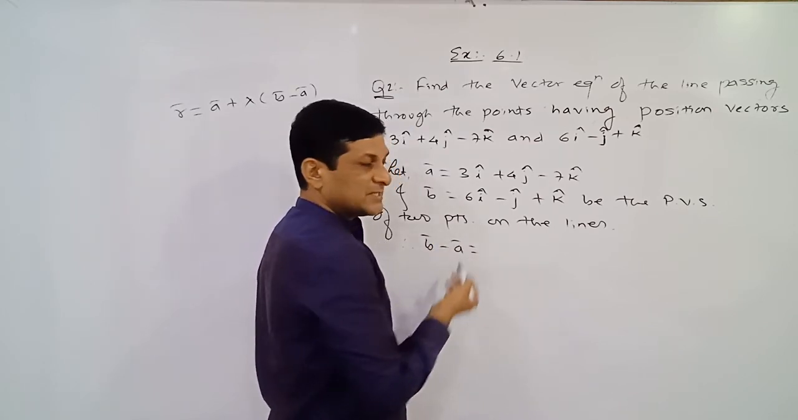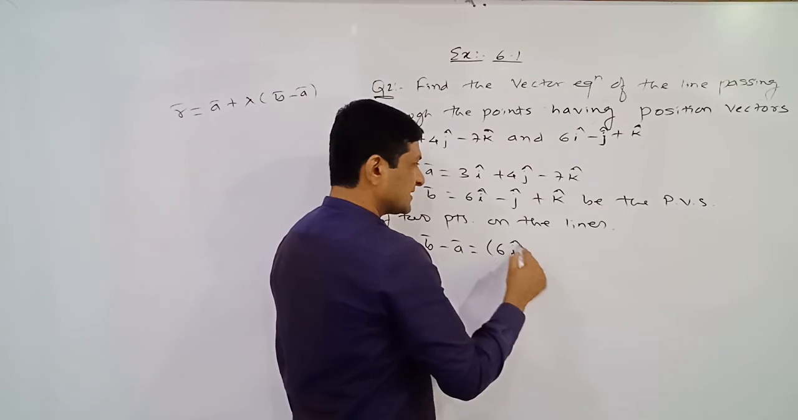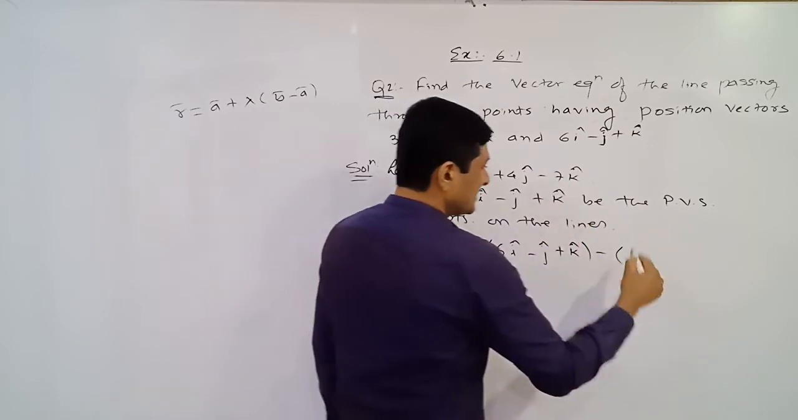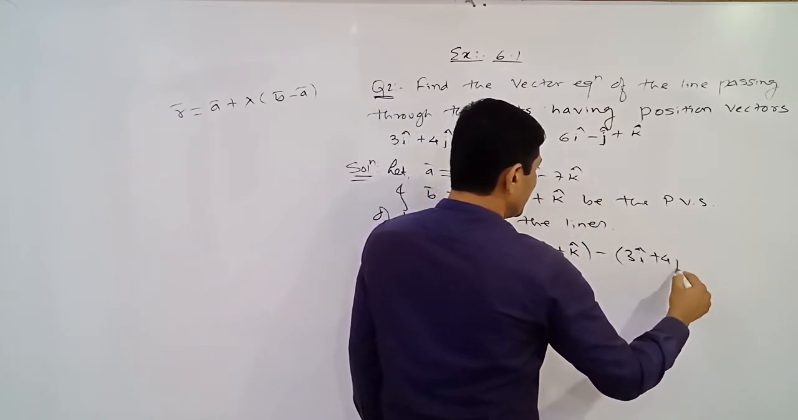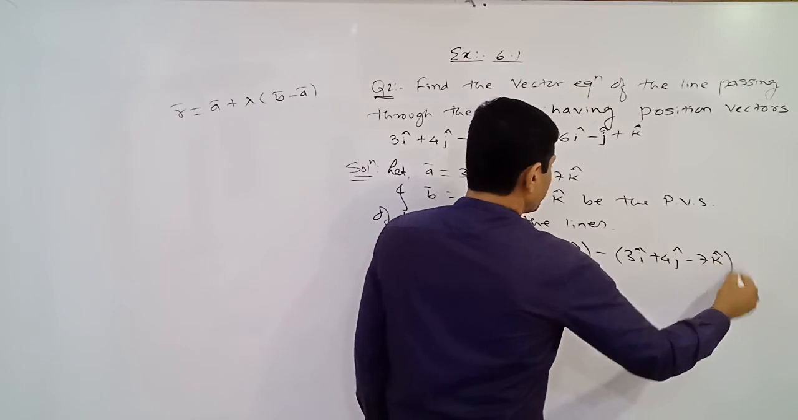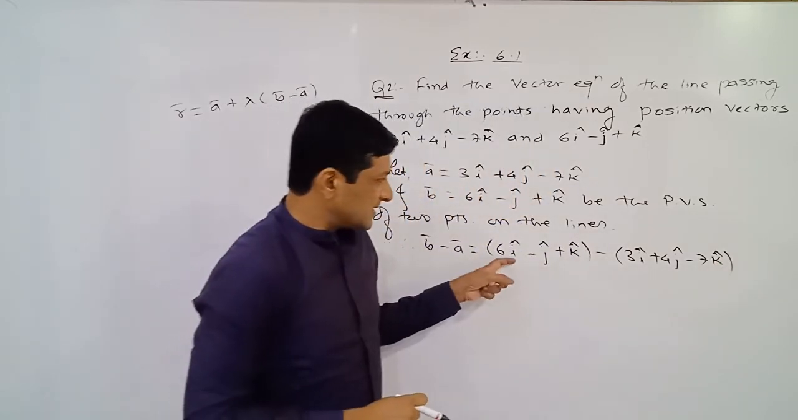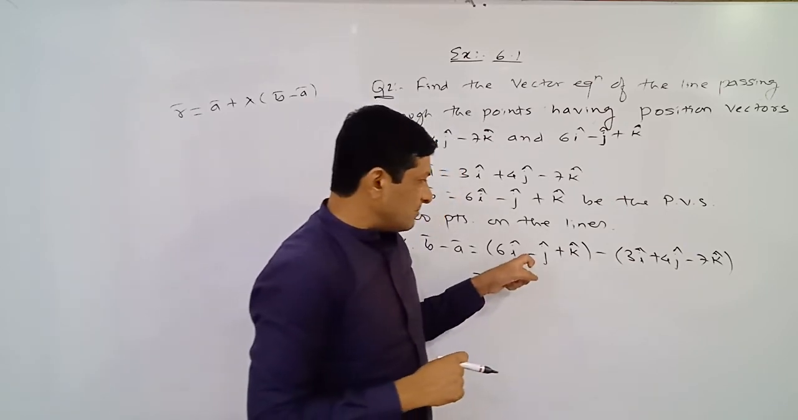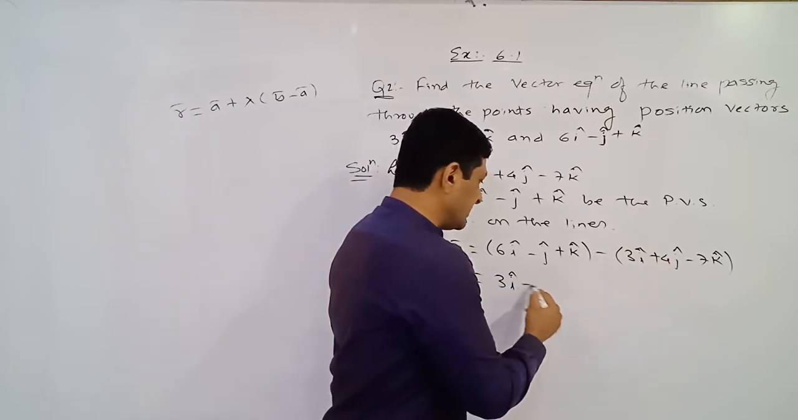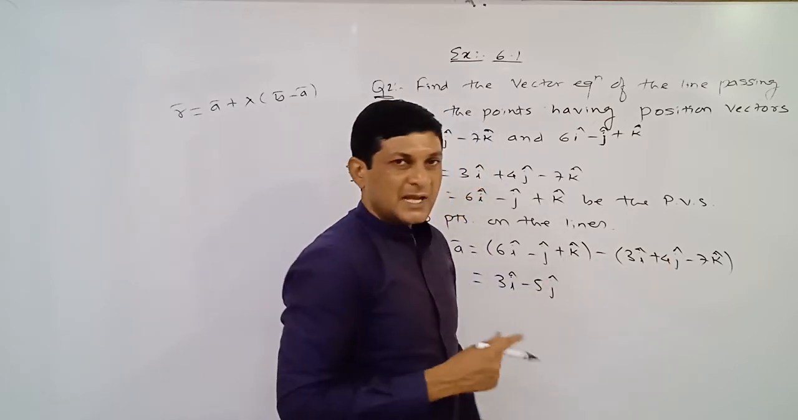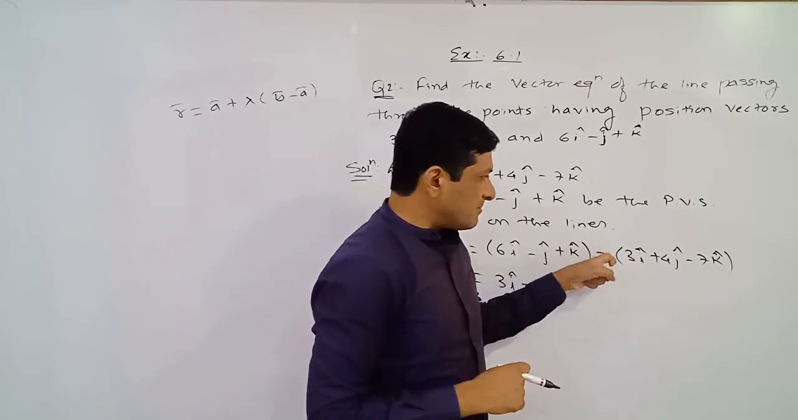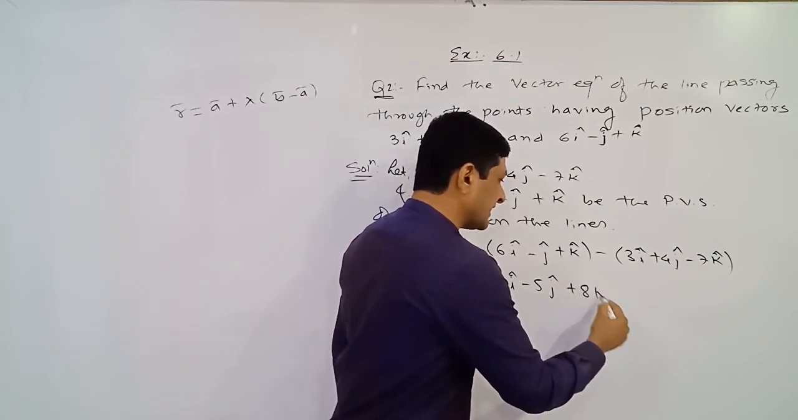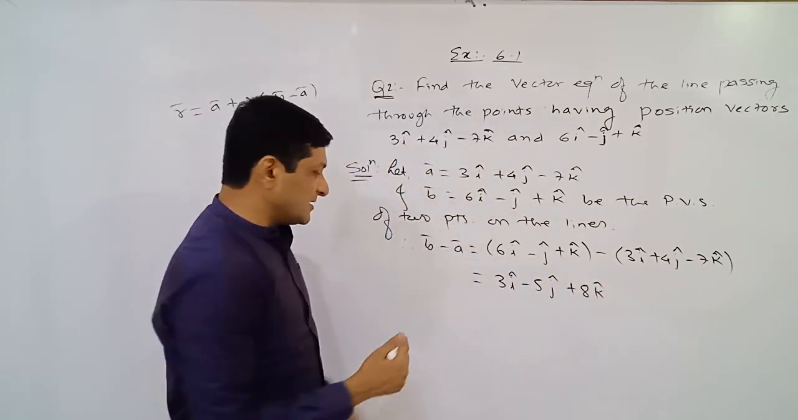Therefore b bar minus a bar is equal to, substituting the value of b bar, 6i cap minus j cap plus k cap, minus a bar. a bar is equal to 3i cap plus 4j cap minus 7k cap. Now the remaining part is just calculation. Here 6 minus 3 means 3i cap. Now we are collecting the terms of j cap. Minus j and minus 4j will be equal to how much? Minus 5j cap. Lastly, collect the terms of k cap. k cap minus minus means plus, k cap plus 7k cap will be equal to how much? 8k cap. So in this way, b bar minus a bar is also known to us.